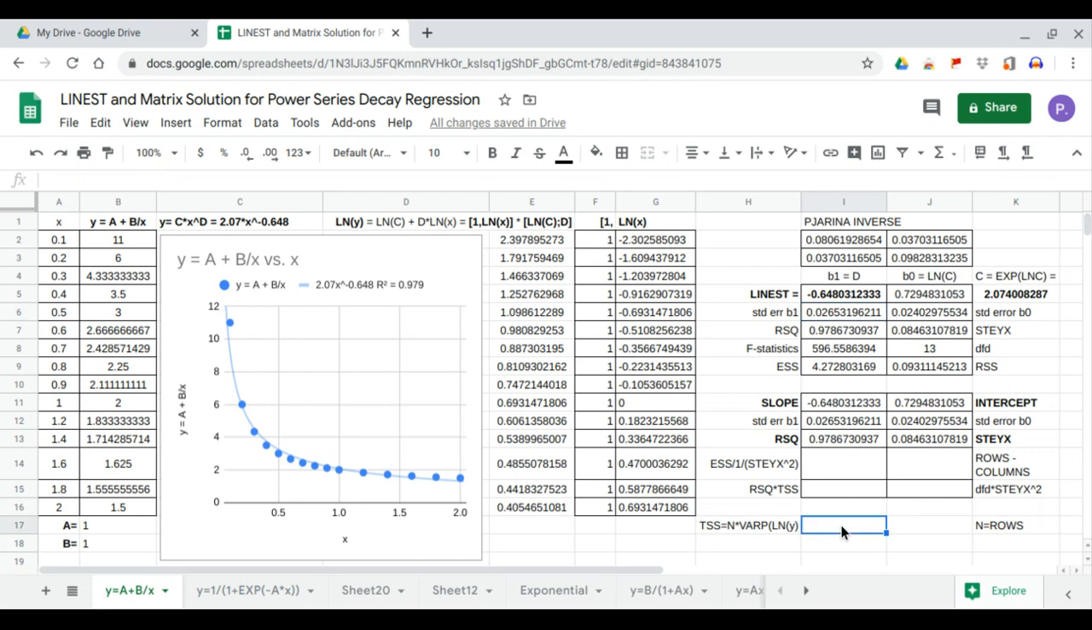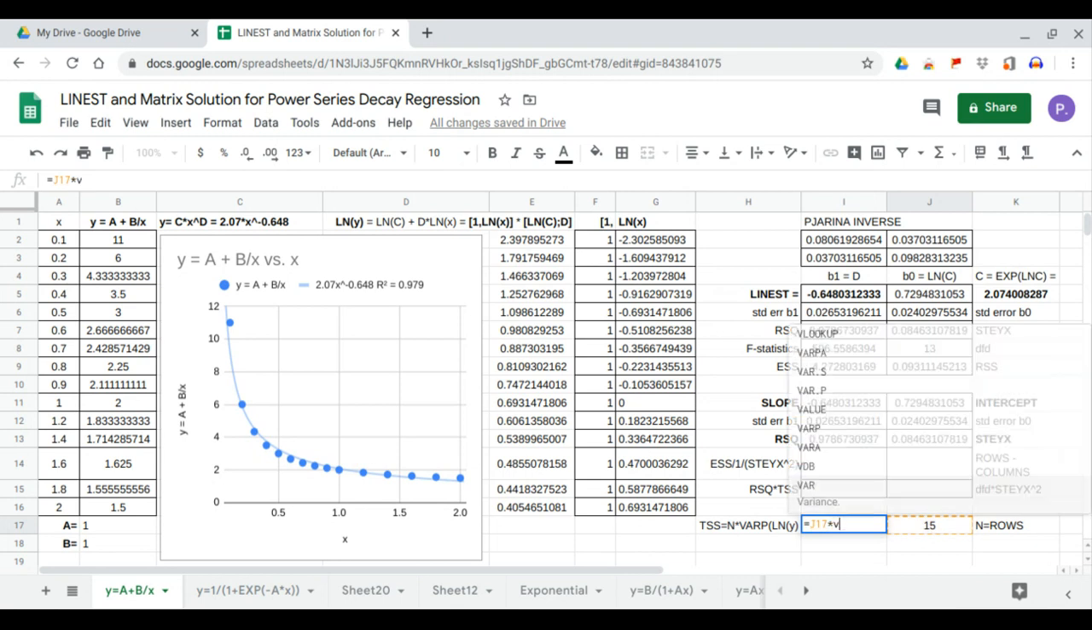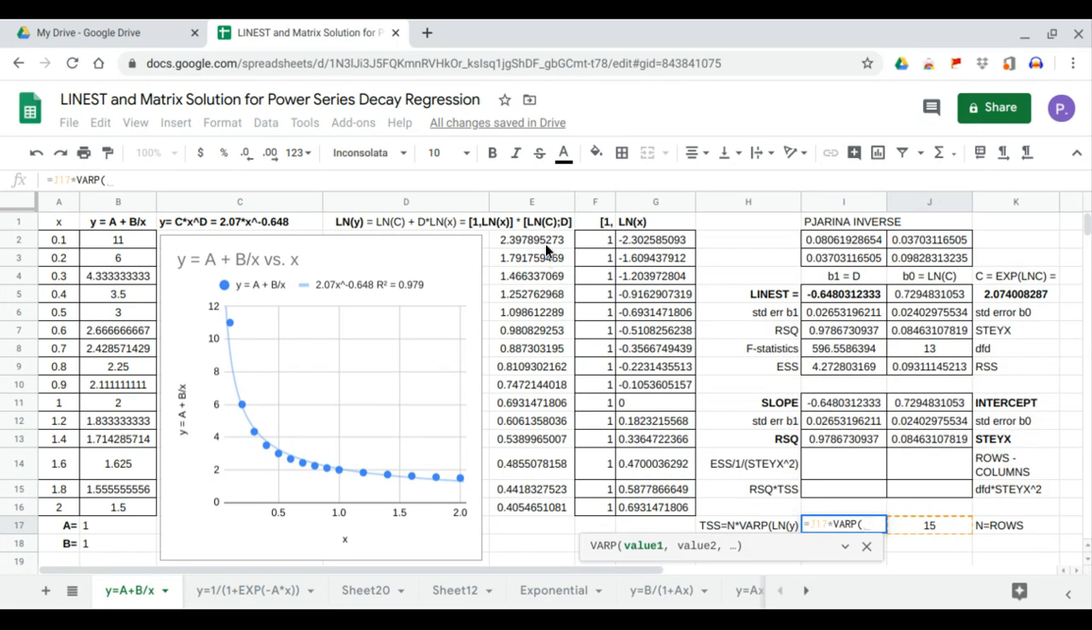Next, we calculate for the total sum of squares, the TSS. Let's start with the value of n, which is rows of the range. And it is 15. Now we can calculate total sum of squares, which is n times variance of population ln y. Now we can calculate for the regression sum of squares, which is equal to r squared times TSS. 4.272 matches to our LINEST output.